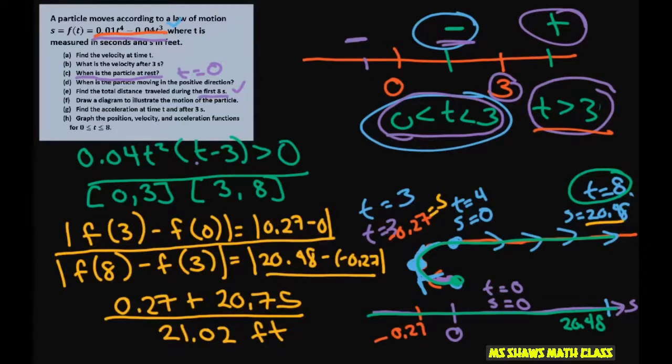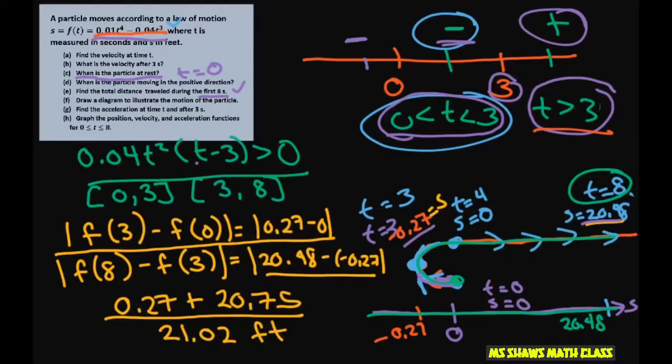So again, all I'm doing is adding up my distances here. I'm looking at the 0.27 and the 20.48. That's basically all I'm doing. You have to do the absolute value because when you're going negative, it is still a positive distance.